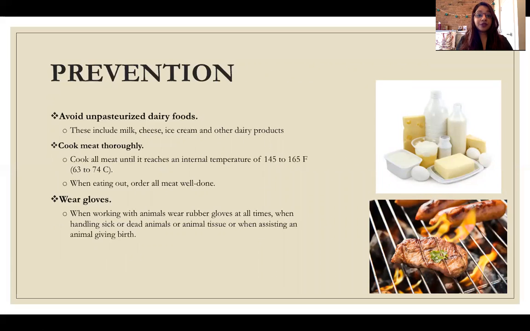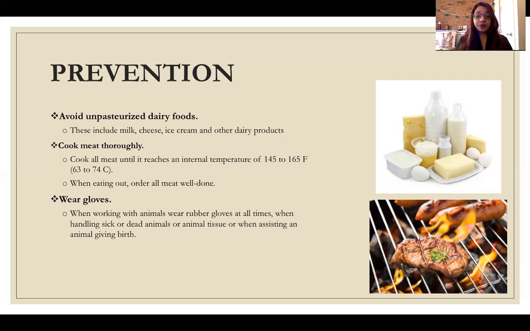Prevention. The main form of prevention of brucellosis is to avoid unpasteurized dairy foods, including milk, cheese, ice cream, or any other type of dairy products. You also want to make sure that you cook meat thoroughly, until it reaches an internal temperature of 145 to 165 degrees Fahrenheit. And when you're eating out in restaurants, make sure to order all meat well done.